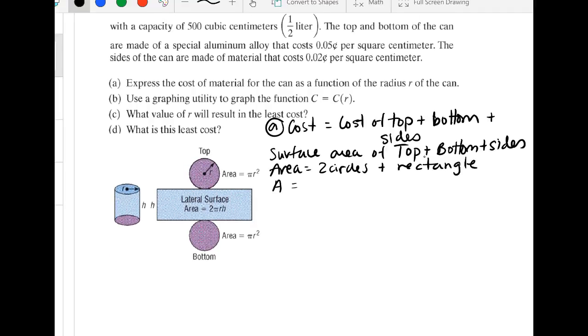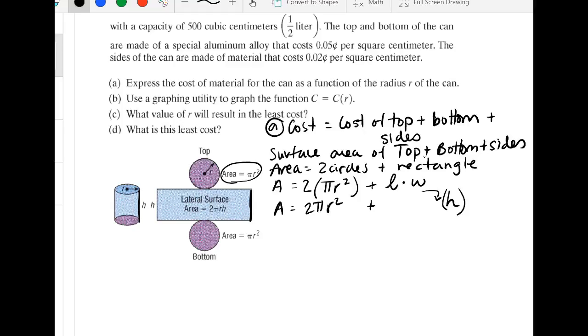So area equals two circles. The area of a circle is provided for us. It's pi r squared, but I have two of those, so I'm going to multiply by 2. And the surface area of the rectangle is normally length times width, but I'm going to break this down for us. Here is the width, which is really the height of the can, which is defined over here. So keep that in mind. The width is the height of the can, times the length.